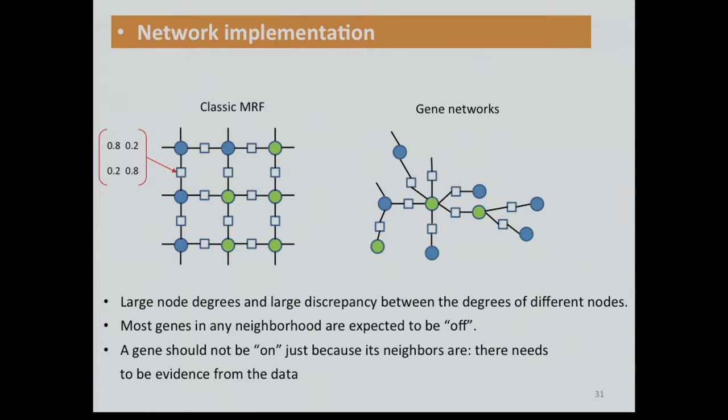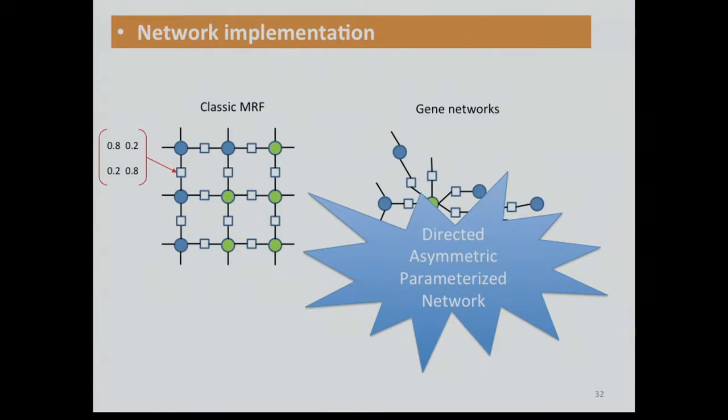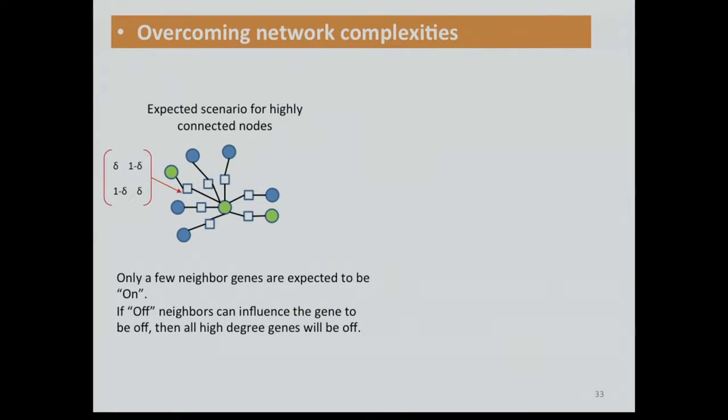Also, in a complex disease, when we are talking about the disease mechanism, we expect only a few genes to be on in the end. So that's a hyperparameter in our model: let's say 10, 20, or 100 genes to be on overall in the network. It's very important to keep that constraint and not let it grow out of proportion. In our work, we made an assumption that if we do not have the data to support a gene to be on, this was my question to you yesterday, the gene will not be on just because it's a neighbor in the network. We implement that with directed asymmetric parameterized networks.